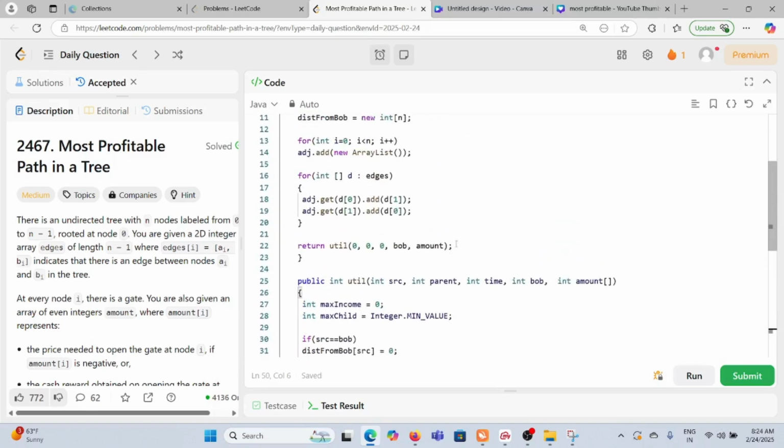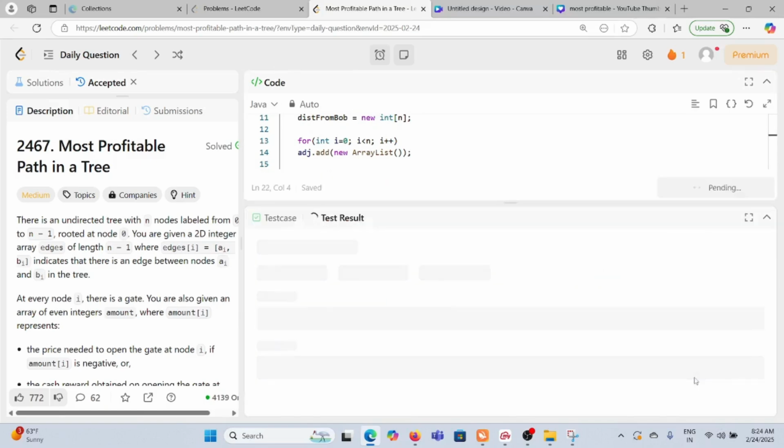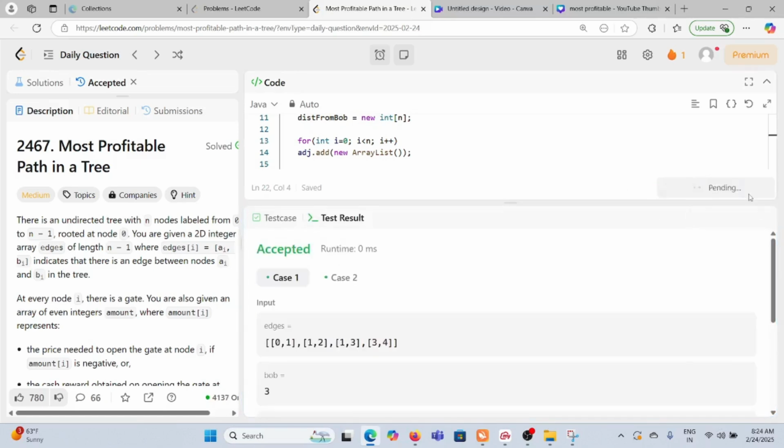See here, initially 0. So Alice is starting at the 0th node. So we have given SRC equal to 0. And SRC is itself the parent, so we are giving parent also 0. And 0 is the timing where Alice is starting. And bob is given in the question. Amount is also given in the question. So we are using this util function. So let me execute this code. So I am executing my code. Now let me try to submit it.